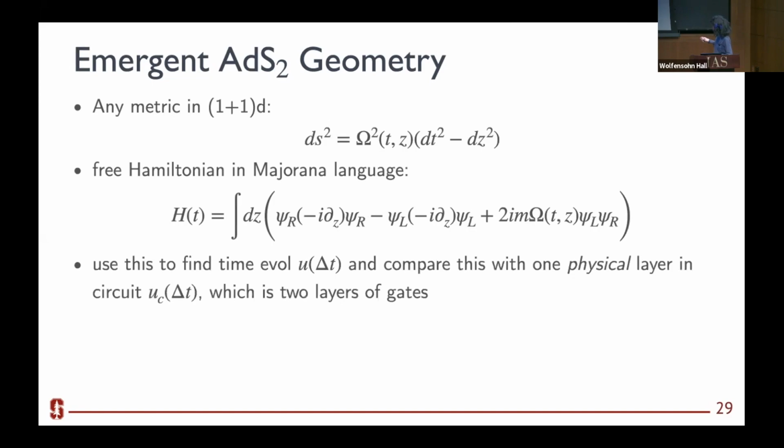Now notice that this conformal factor appears with an M in conjunction in just the mass term and not in this term, because this part is conformally invariant. So now that we have this Hamiltonian, we can use this to find the time evolution, which I denote by little u to distinguish from the gates for time delta t. And we can compare this one with the physical time evolution from our circuit, which corresponds to 2 layers of gates.